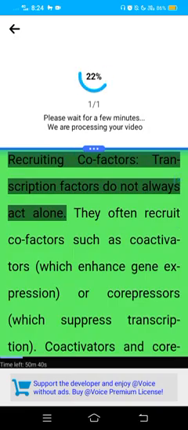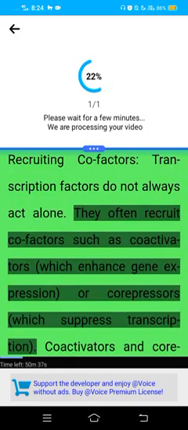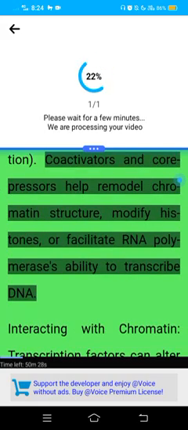Recruiting cofactors. Transcription factors do not always act alone. They often recruit cofactors such as coactivators, which enhance gene expression, or corepressors, which suppress transcription. Coactivators and corepressors help remodel chromatin structure, modify histones, or facilitate RNA polymerase's ability to transcribe DNA.